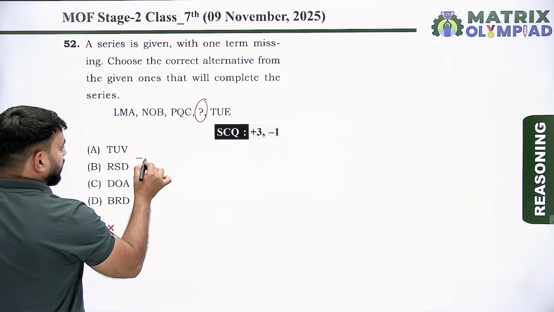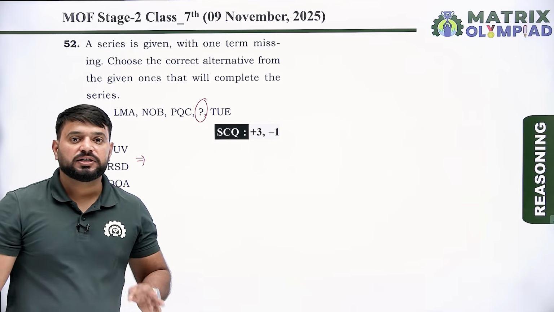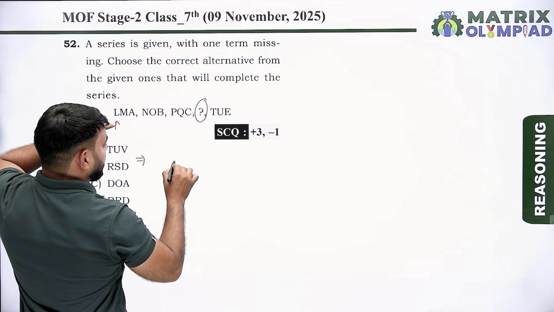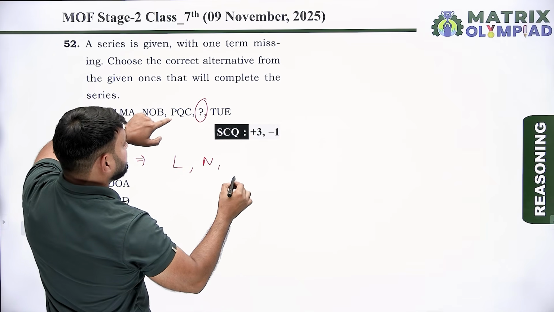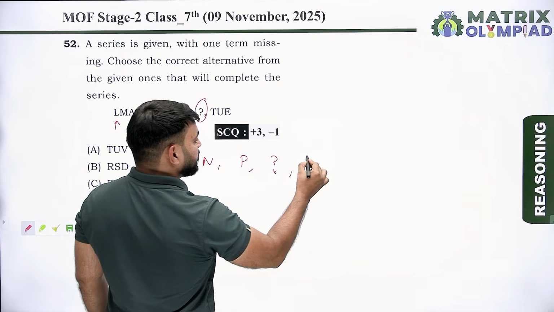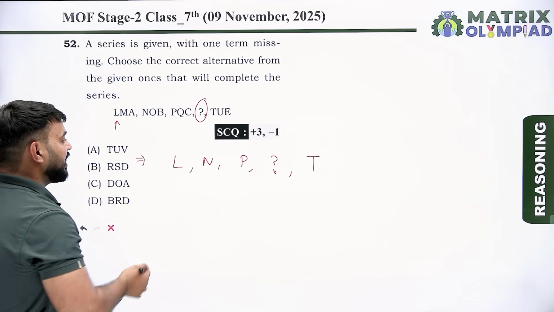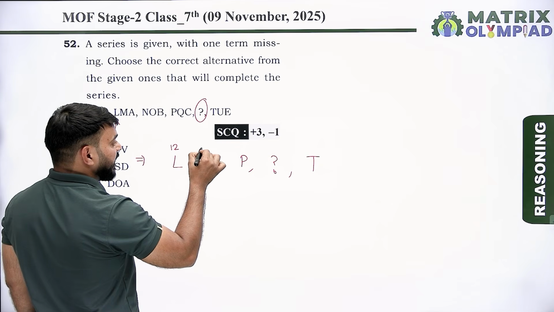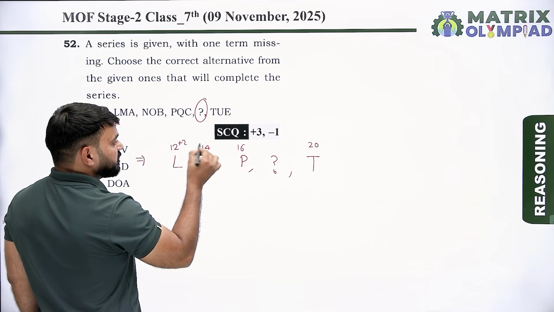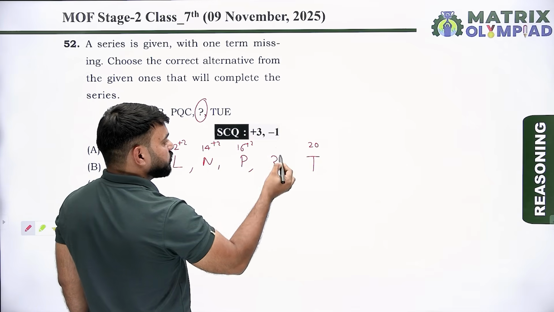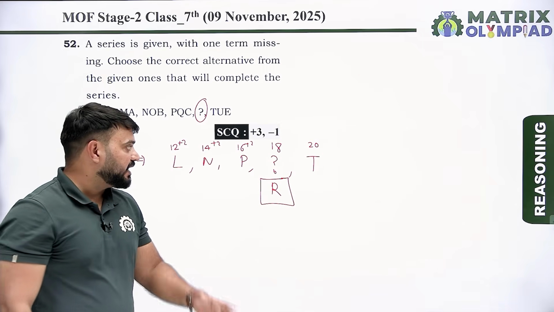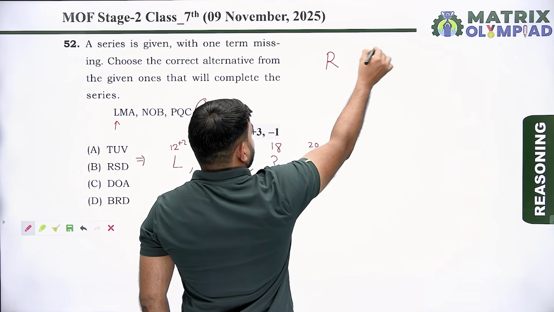So find the pattern. According to given question, taking first alphabet of each term. So first alphabet of first term is L, first alphabet of second term is N, first alphabet of third term is P. After P next is missing, after missing next is T. So first find the place value of given letters. So place value of L is 12, place value of N is 14, place value of P is 16, place value of T is 20. Now pattern is 12 plus 2, it means 14, 14 plus 2, it means 16, now 16 plus 2, it means 18. So 18, it means R, because place value of R in English alphabet is 18. So first alphabet of missing term is R.